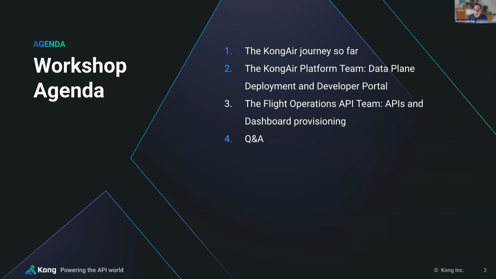And in today's webinar, we will focus on how the platform team can offer services, can offer actions in GitHub as a service to the API teams. And we will be specifically talking about how we can allow the API teams to self-service the deployment of data planes and self-service the publishing of APIs and dashboardings into Konnect, following best practices and the governance rules of Kong Air.